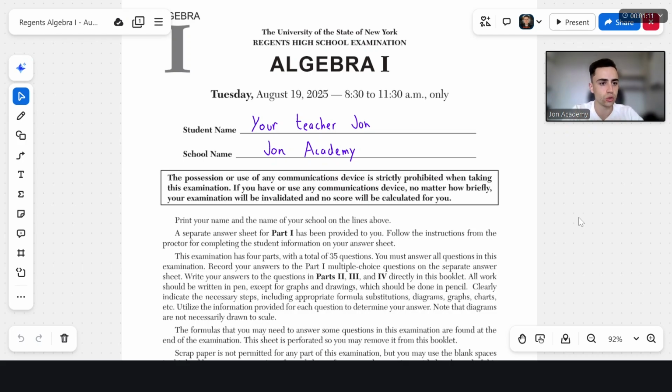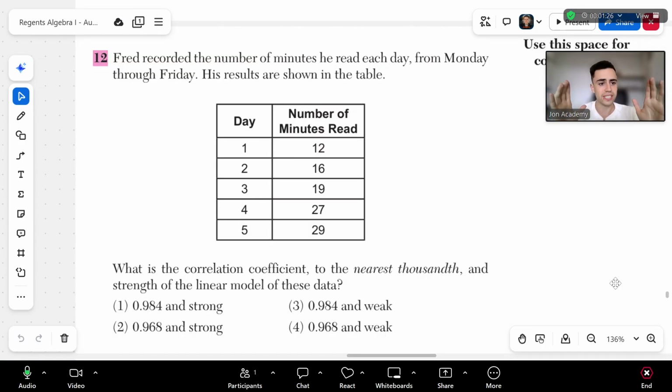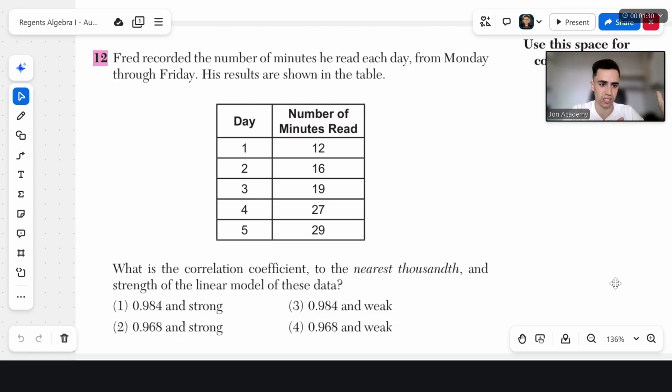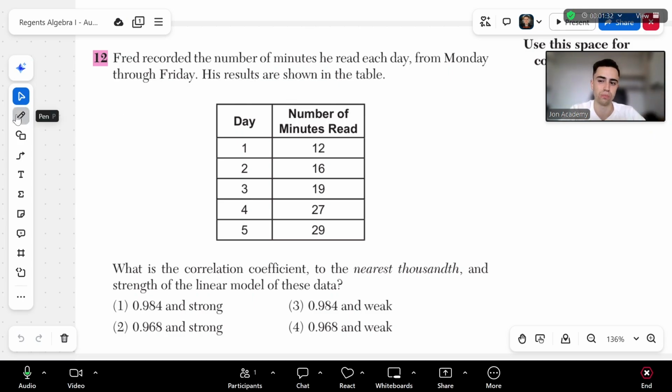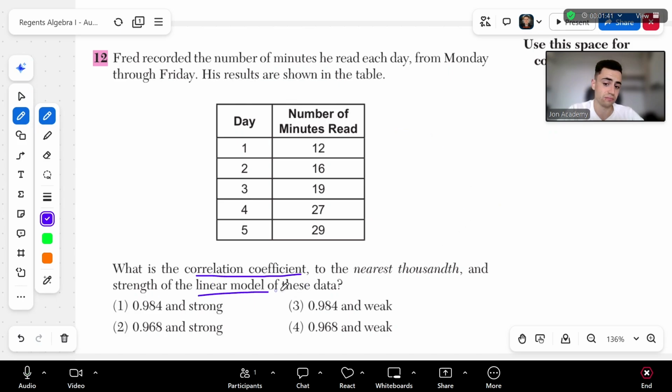Algebra 1 August 2025 Regents exam, and we're going to cover the last 4 exercises where you must or you could use the calculator. So the first exercise here is number 12. This one we must use the calculator. Realistically, it's not possible to do it without it, no? Because we need to find the correlation coefficient in a linear model or regression, no? For this table of values. So let's jump into the calculator and see it together.